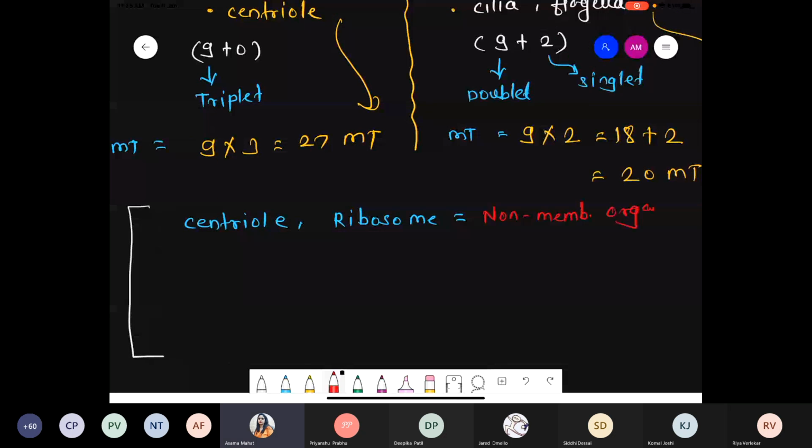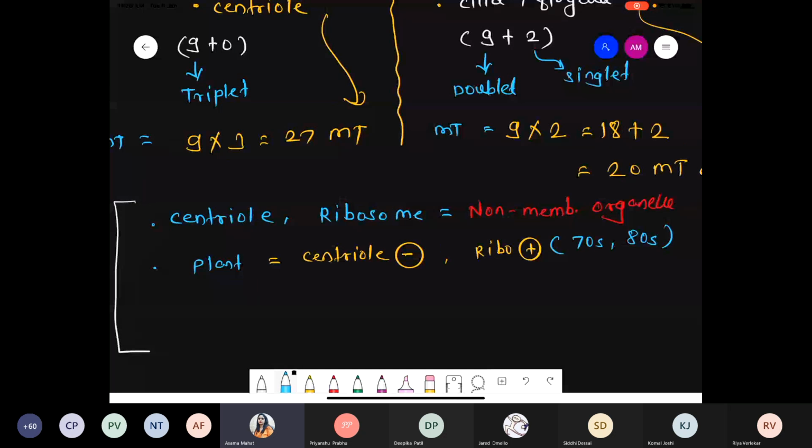Now when we discuss the case of the plant, the centriole is absent. But the ribosome is present. And which type of ribosome? The 70S ribosome is also present, as well as the 80S type, because the 70S ribosomes are associated with the structure of the chloroplast. Even the mitochondria have them. So the centriole is absent, but the ribosome is present.